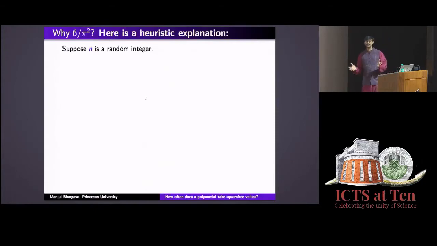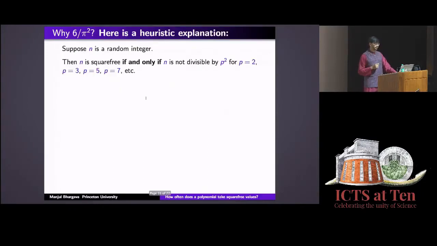So suppose n is a random integer, in the sense that we talked about before: you choose n between minus x and x, where x is huge, uniformly. So suppose n is a random integer, chosen in some huge range. And you want to know what is the probability that it's square free.